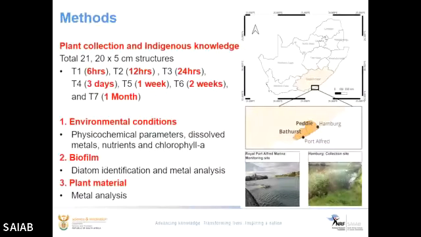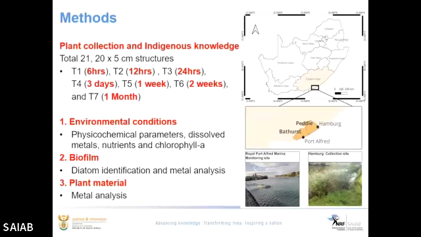So the plant Cyperus textilis was collected in the Hamburg district using indigenous knowledge systems from the local community. A total of 21 structures, 20 by 5 centimeters, were deployed and collected at several time intervals to characterize diatom succession and metal accumulation.